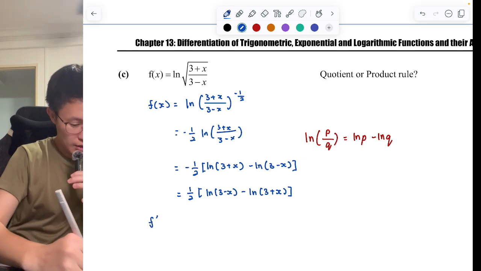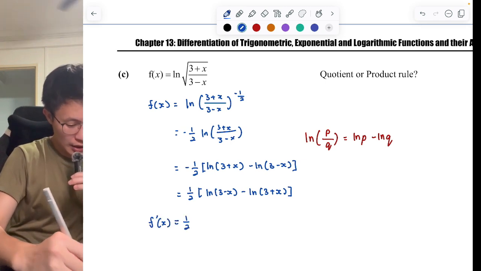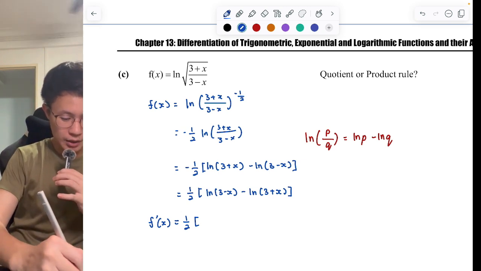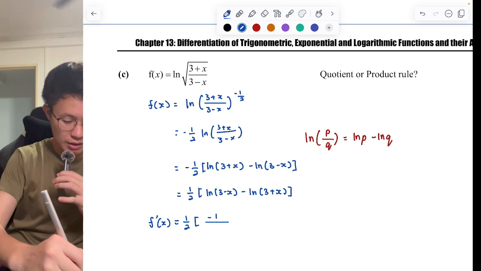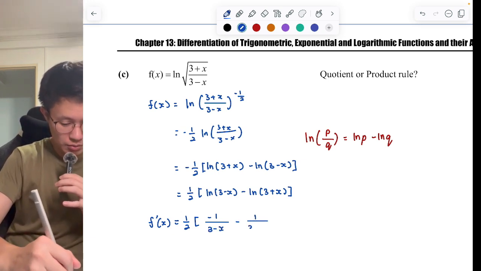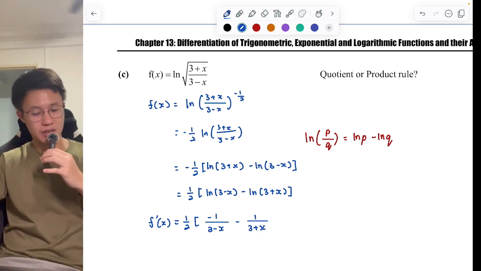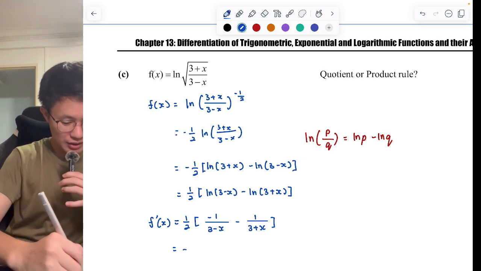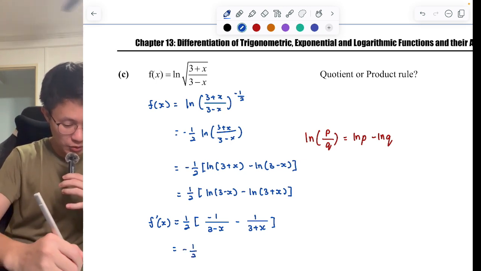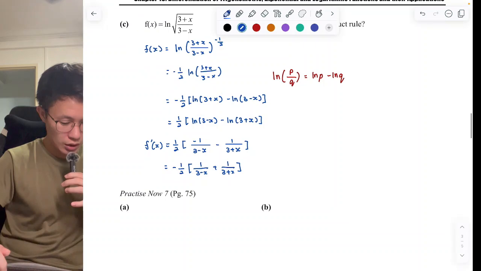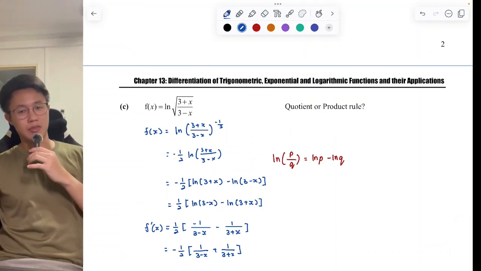And then when I differentiate it, which is f prime x, the half remains, and I differentiate each of them individually. This will give me negative 1 over 3 minus x, minus 1 over 3 plus x. Why 1? Because when you differentiate 3 plus x, it just gives you 1. So for your final answer, you bring out the negative of both, and you will just have 1 over 2 times 1 over 3 minus x plus 1 over 3 plus x. So that is it for the differentiation of logarithm functions. See ya.